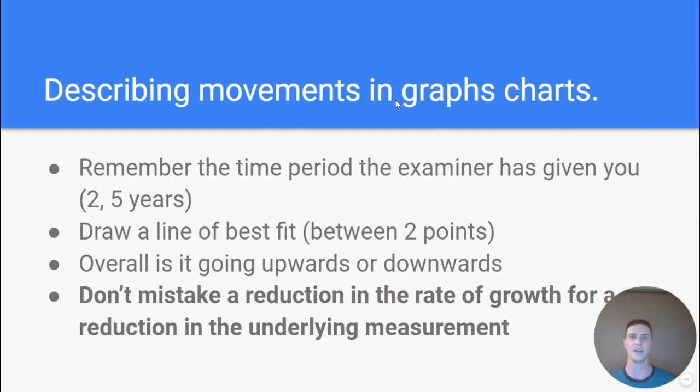Draw a line of best fit and just tell the assessor, is the trend upwards or downwards? You can add some flavor if you want. It's steep, it's flat. What you don't want to do is say that it goes up, then it goes down, then it goes up, then it goes down. No, the assessor will not like that. They will hate that, in fact.